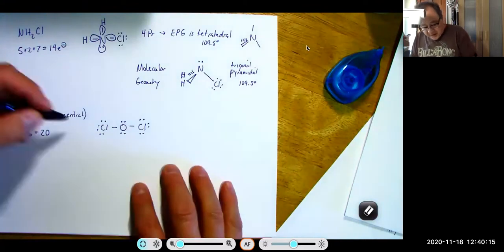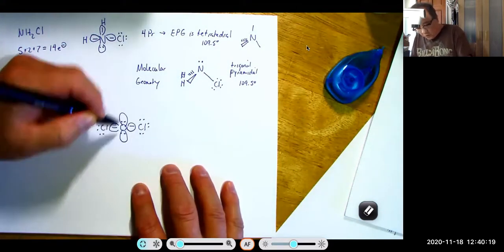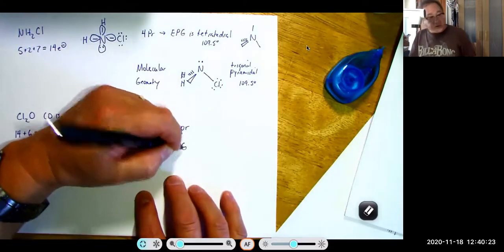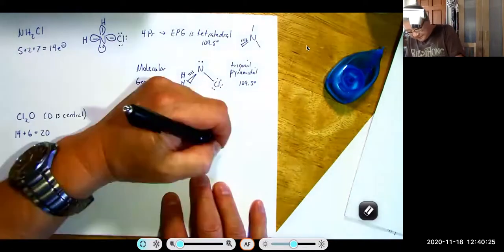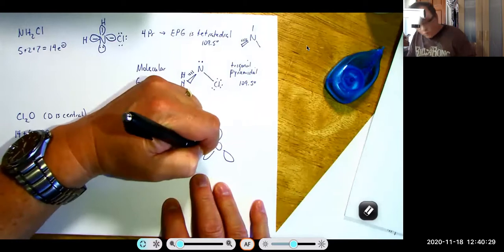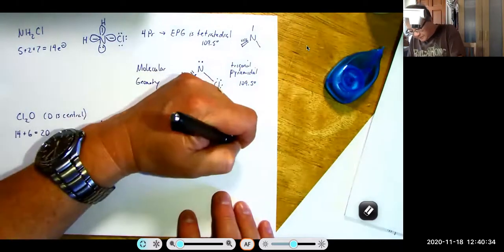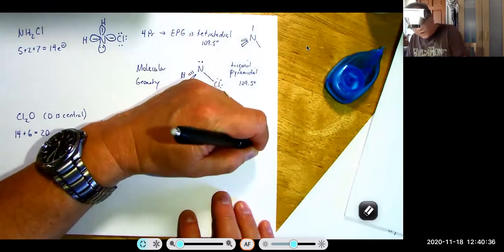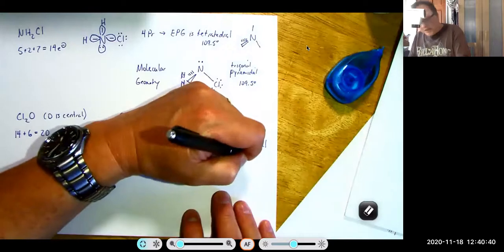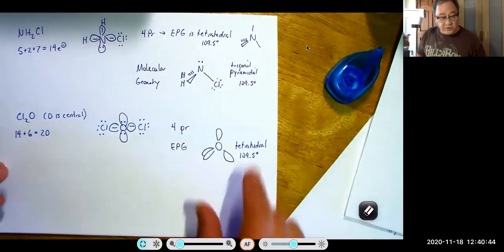So here, how many pair on the oxygen? 4 pair. So that means that the electron pair geometry is going to look like this. What's the name of that electron pair geometry? Tetrahedral. What are the angles between the pairs? 109.5. Sounds like a radio station. 109.5, where they play tetrahedral music all day long.